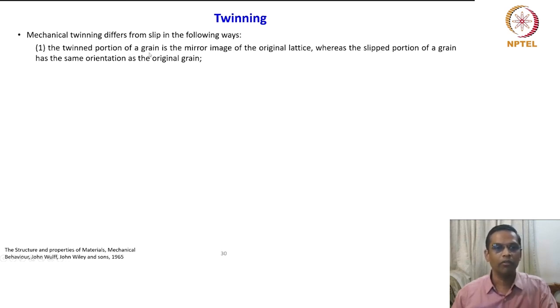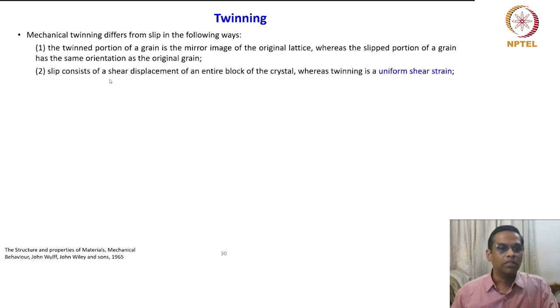The twinned portion of a grain is a mirror image of the original lattice, whereas the slipped portion of a grain has the same orientation as the original grain. This was quite evident from the pictures we displayed in the last lecture. And slip consists of a shear displacement of an entire block of the crystal, whereas twinning is a uniform shear strain. So this is one primary difference between slip and twinning.